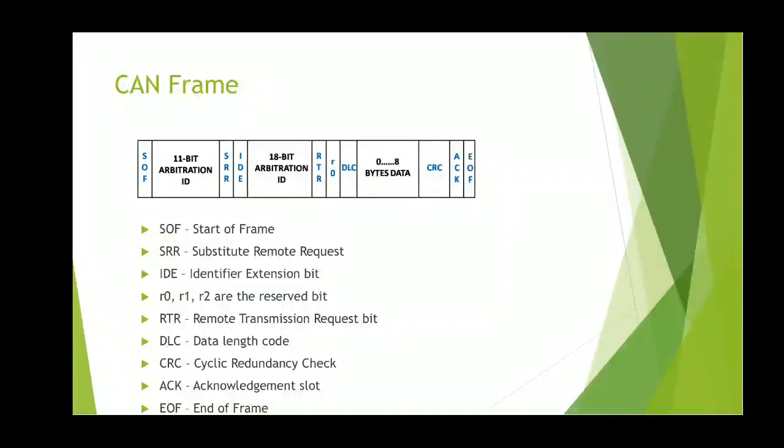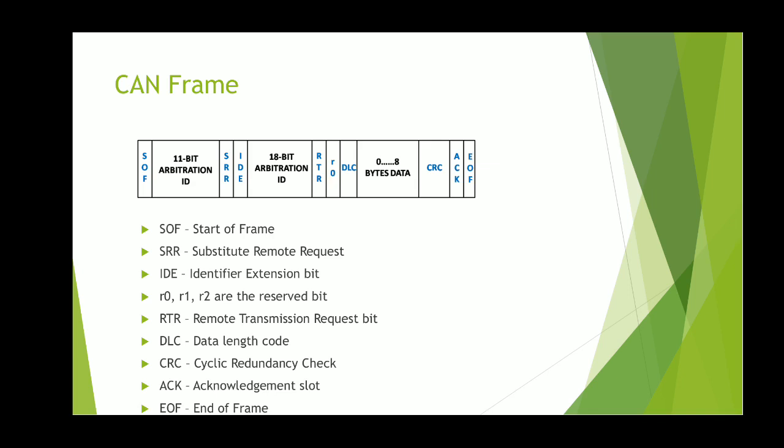Here we can see the basic format of a CAN frame. Each CAN frame starts with a start of frame field. The start of frame field is used to indicate the beginning of the frame. After the start of frame field comes the 11-bit arbitration ID. This arbitration ID is used for prioritizing the messages as well as for automatic arbitration.